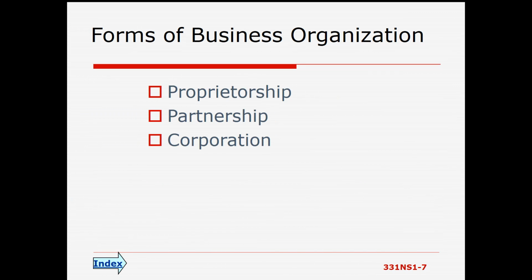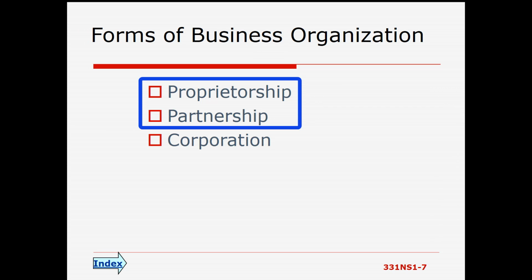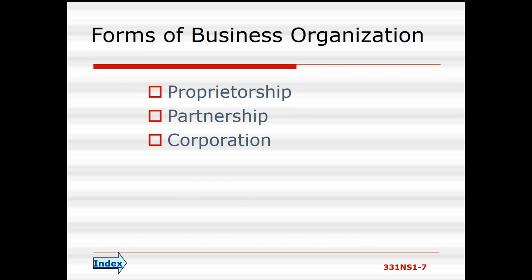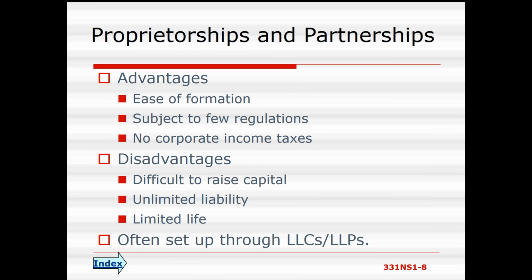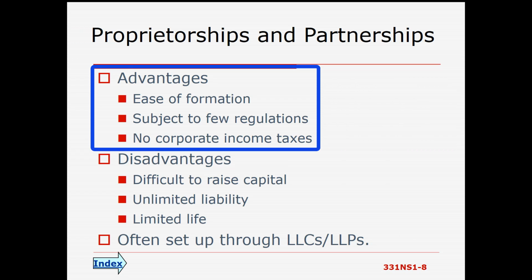Let's review the three basic forms of business organization. Sole proprietorship and partnerships are very similar in that partnerships are groups of sole proprietors who've banded together and agreed on how to share the costs and profits from a business. Sole proprietorships and partnerships share several advantages. They're very easy to form. You can start selling on eBay tonight and become a sole proprietor. Sole proprietors are subject to very few regulations, and there are no corporate taxes. All income is taxed as personal ordinary income.